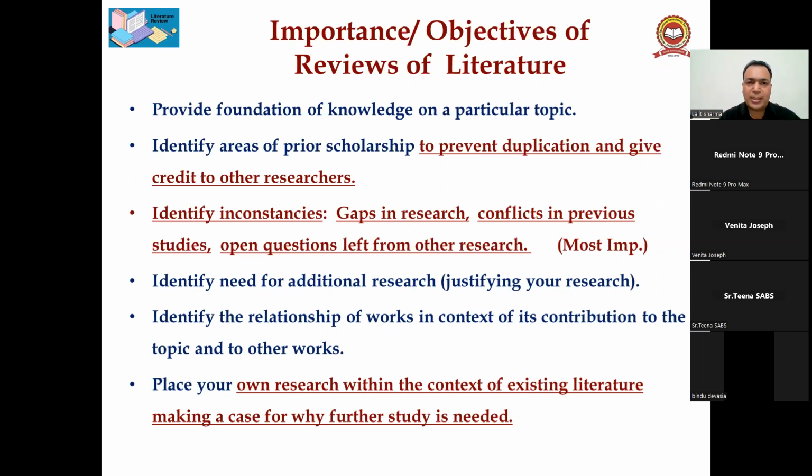Again, the importance and objectives of review of literature. It identifies the need for additional research, and identifies the relationship of a work in the context of its contributions to the topic and to other works as well. It places your own research within the context of existing literature, making a case for why further study is needed. Right, guys? So these are all the importance and objectives of review of related literature.